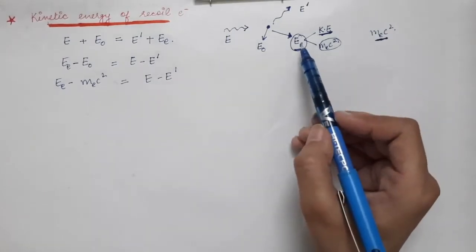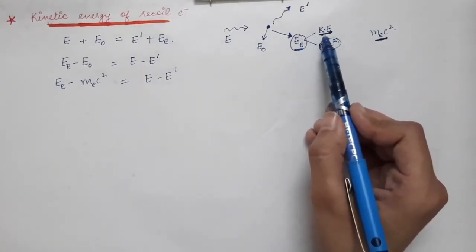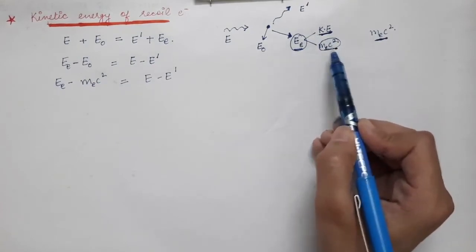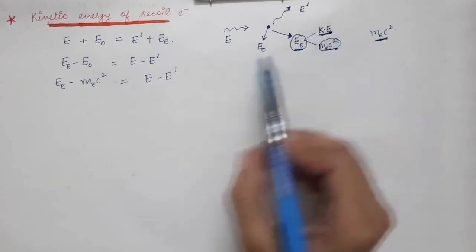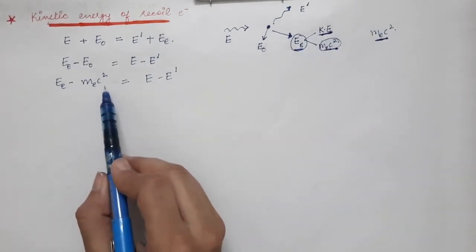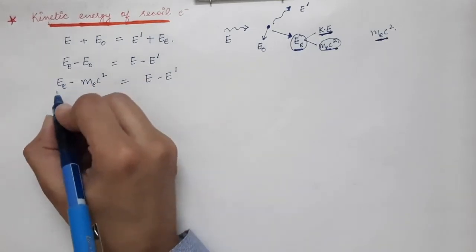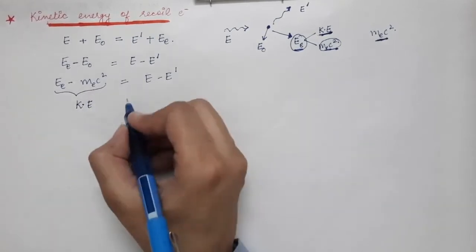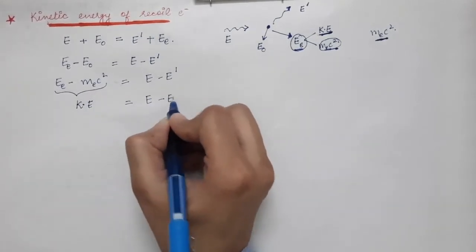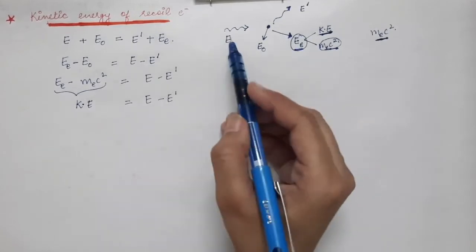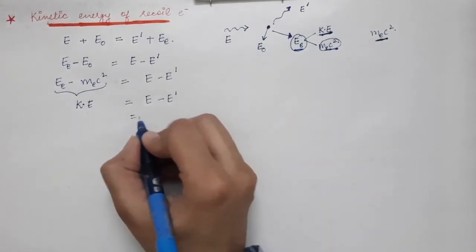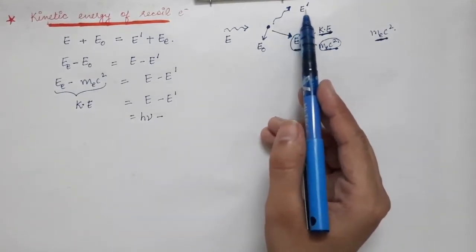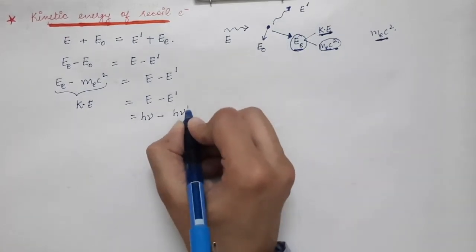As I have said, the final energy of the electron is kinetic energy plus its rest mass energy. So E_e minus the rest mass energy will be nothing but the kinetic energy of the recoil electron, and that will be equal to E minus E prime. Now what is E? This is the energy of the incident photon, and that is nothing but h nu, and E prime is the energy of the scattered photon, and that is h nu prime.